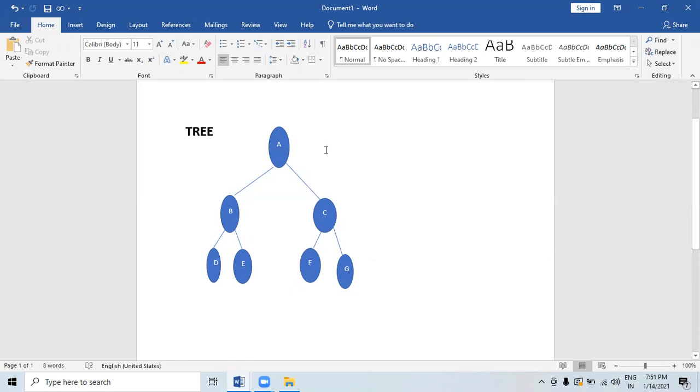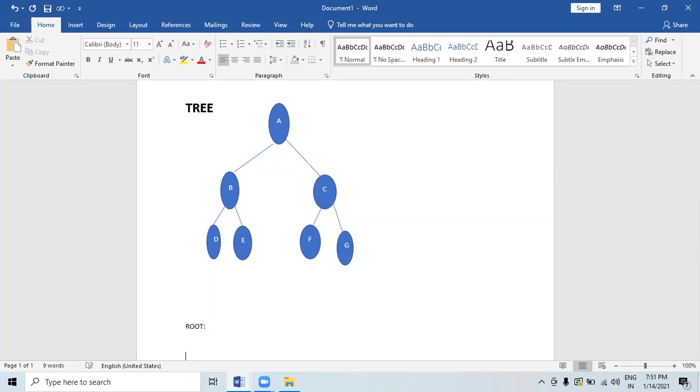So here this is called the root, and this is the parent node. This both is a parent, and this is called a sibling. B is a parent, D is a child, E is a child, D and E are siblings. A is the root, B and C are parents, E and F are siblings, F is a child of C, and G is a child of C. So this is called the root.